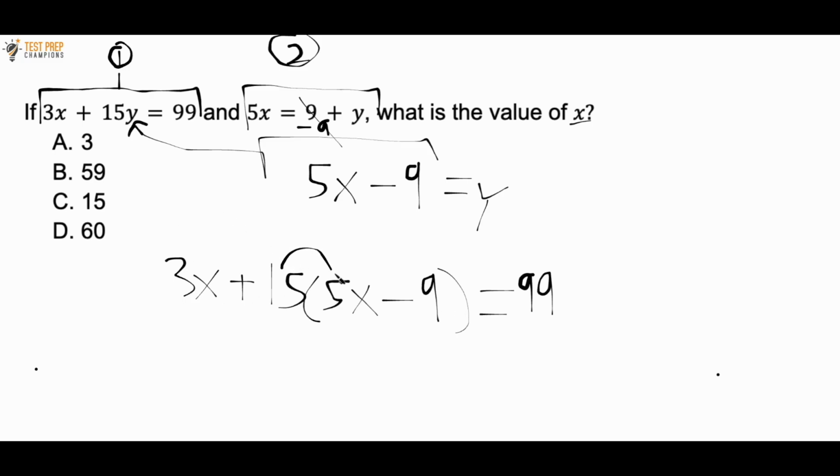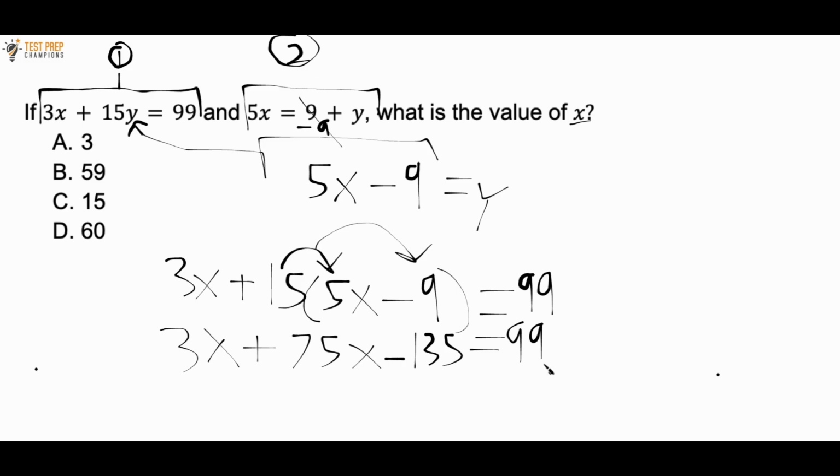To solve this for x, what I'm going to do is distribute the 15. I'm going to just leave the 3x as it is. Now I'm going to do 15 times 5x, which gives me 75x. And then 15 times negative 9, which gives me minus 135. And this equals 99. The next thing that I'm going to do is add 135 to both sides. So what is 99 plus 135? 99 plus 135 is 234.